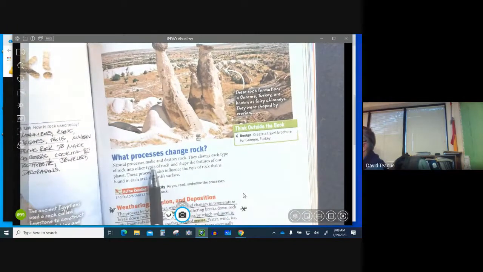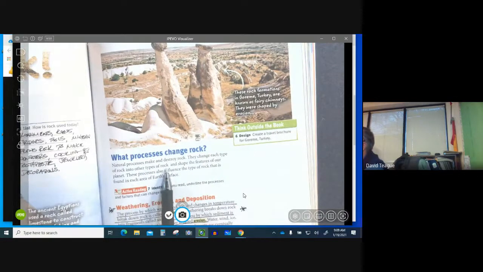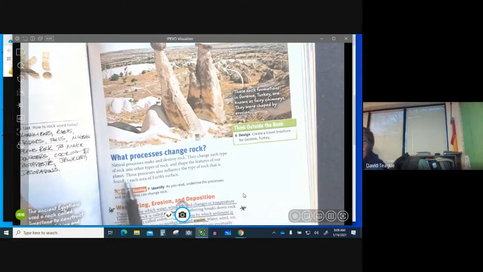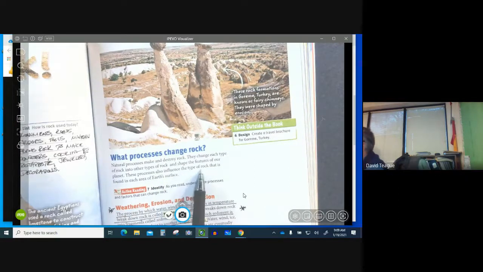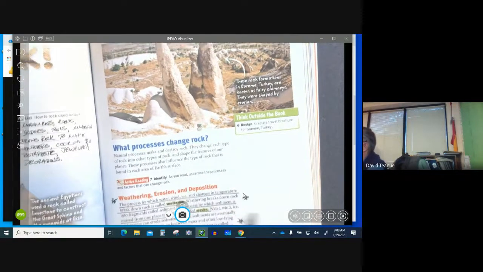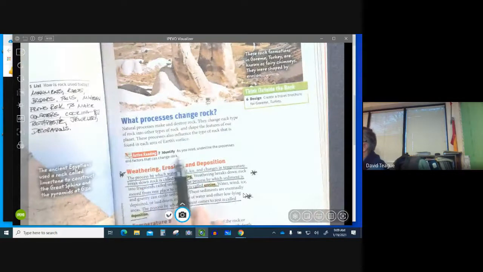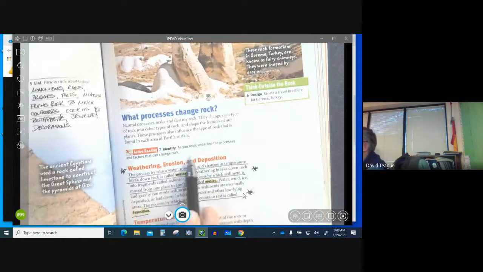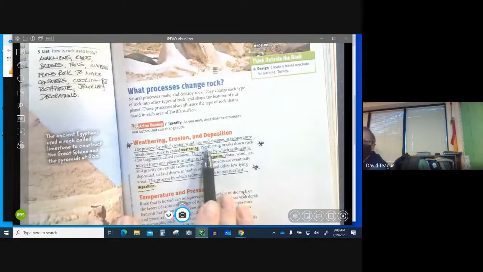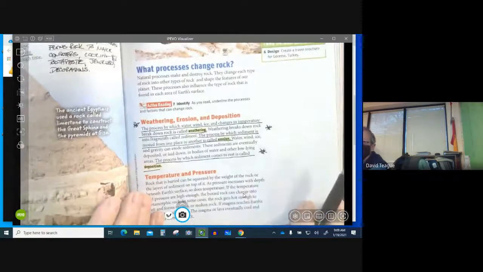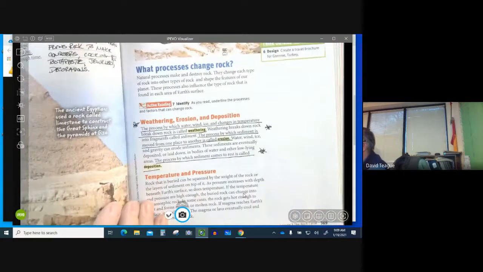Natural processes make and destroy rock. They change each type of rock into other types of rock and shape the features of our planet. These processes also influence the type of rock that is found in each area of Earth's surface. As you read, underline the processes and factors that change rock. Okay, so now we're moving down. We're talking about weathering, erosion, and deposition.